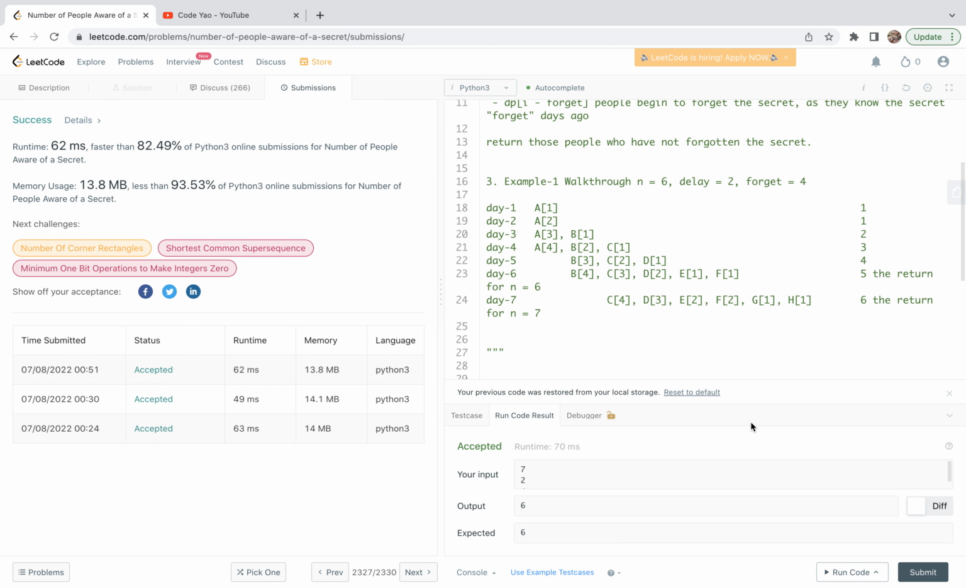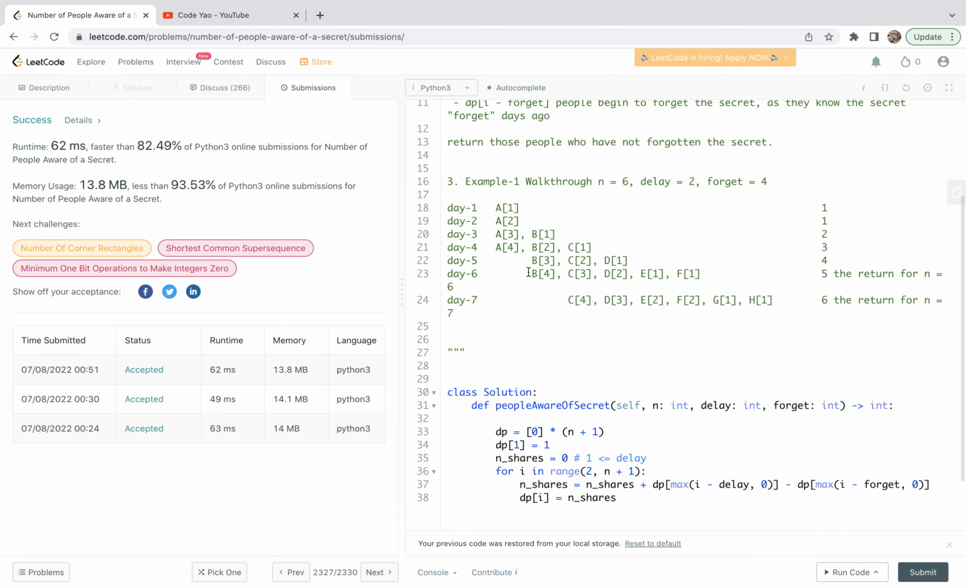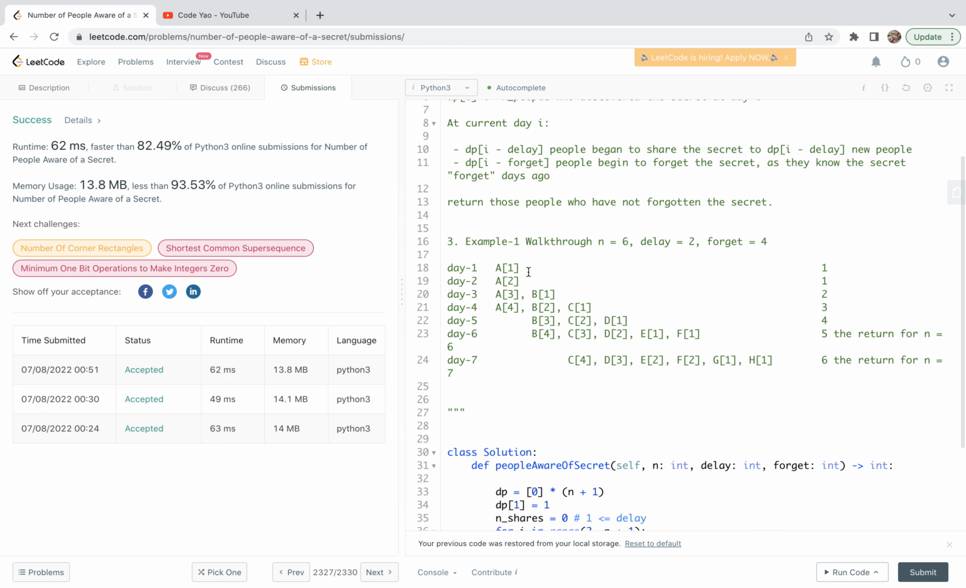So let's do a check for the special case. It passes the first example. Now let's do a generic case check. Yeah, it passes the generic case.